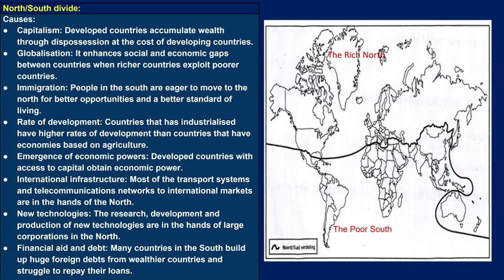Countries that have industrialized have higher rates of development than countries that have economies based on agriculture. Emergence of economic powers: developed countries with access to capital obtain economic power. International infrastructure: most of the transport systems and telecommunications networks to international markets are in the hands of the North. New technologies: the research, development, and production of new technologies are in the hands of large corporations in the North.